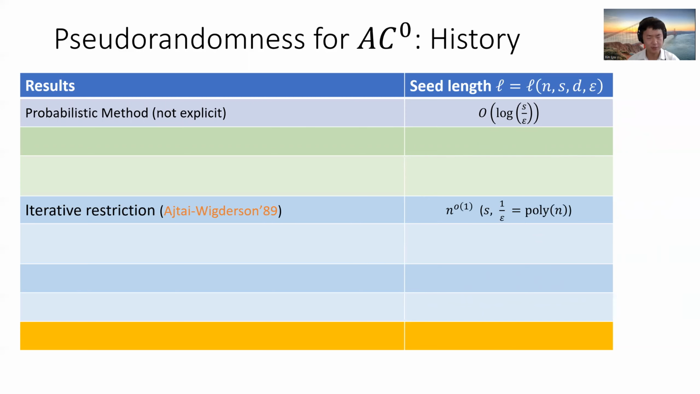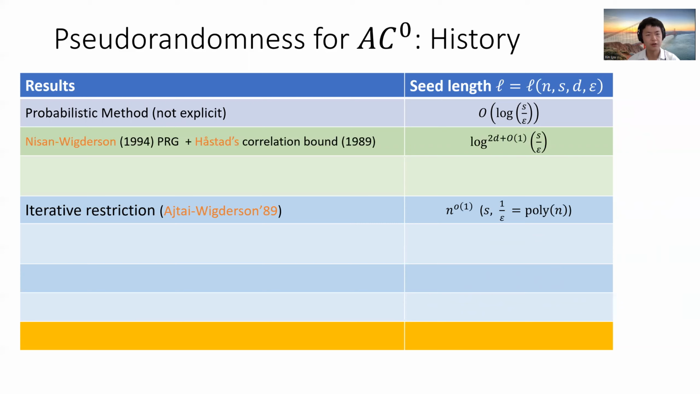The first explicit non-trivial PRG for AC0 was given by Ajtai and Wigderson in their seminal work, where they showed a sub-polynomial seed length PRG for constant depth circuits of polynomial size and with inverse polynomial error. They also developed the so-called iterative restriction framework in the same paper.